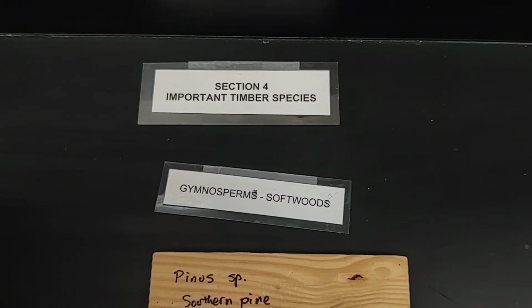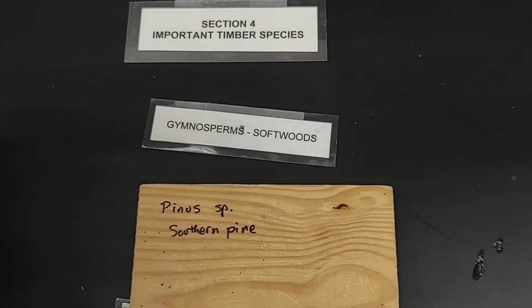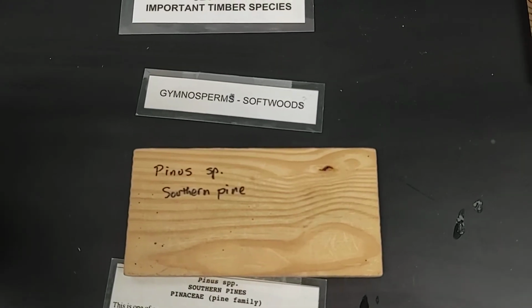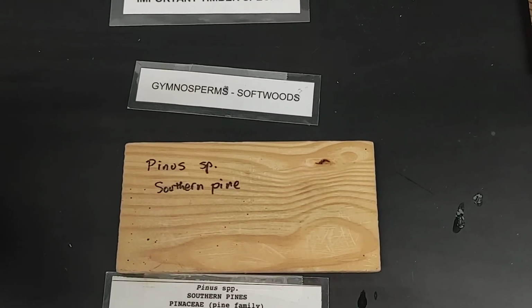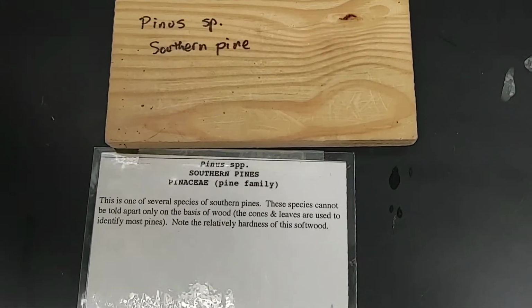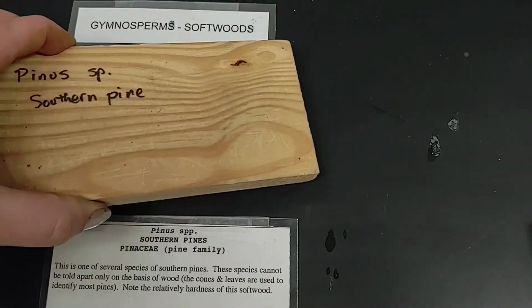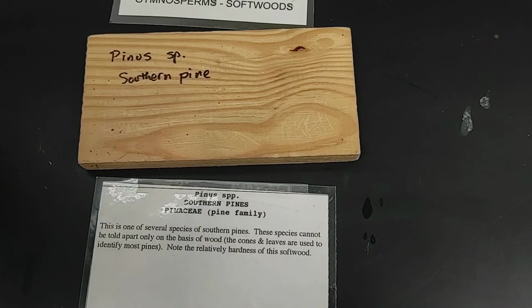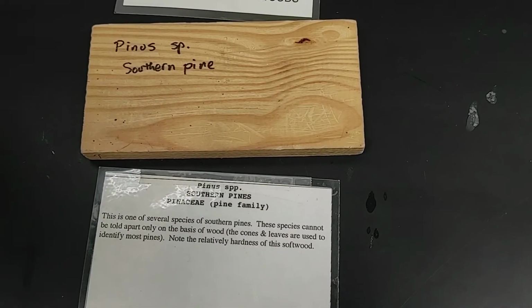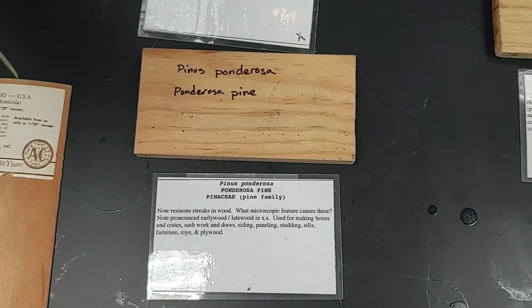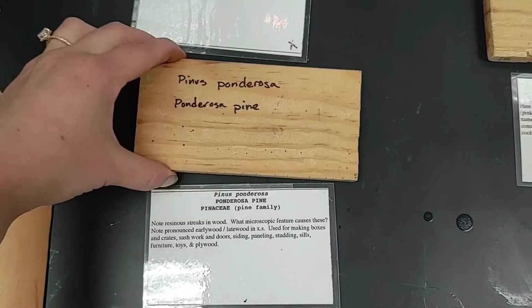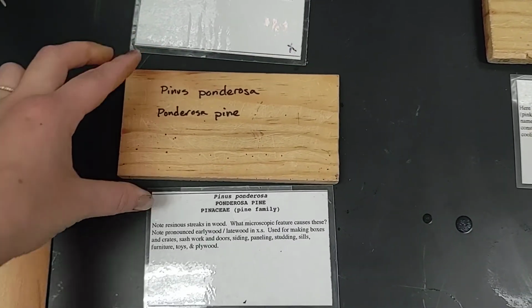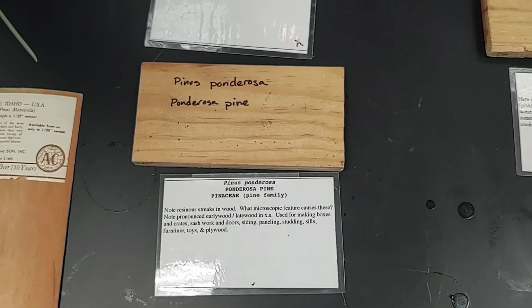Section 4, important timber species. Gymnosperms are softwoods as they have those tracheids that do not have vessels. So the southern pine. Many species of southern pine are used for many different timber products. Pinus ponderosa is a plant you would not find around here, but can get very, very old.